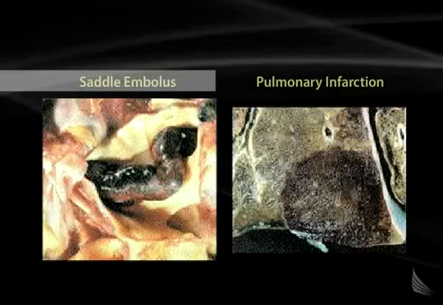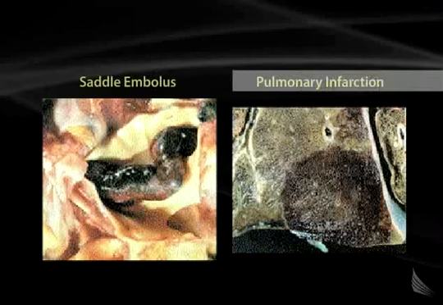Saddle embolus is seen in both the left as well as the right. Infarction due to a pulmonary embolus is seen in the right.